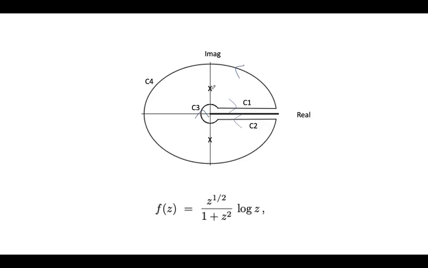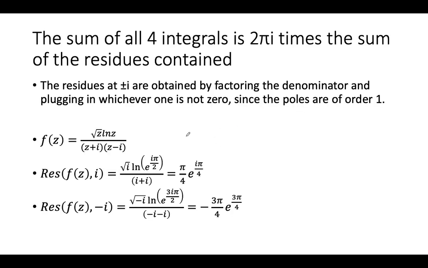So the two residues are at i and at minus i. And they're pretty easy to find. We just factor the polynomial denominator like this. And then we plug in for whichever one is not 0. So if c is i, then this is 0. So we plug in i plus i, square root of i, natural log of e to the i pi over 2, because that's i. And then we have this, pi over 4, e to the i pi over 4. Then we have negative i, so the negative i comes into this one that I crossed out. So we have negative 2i, you have the square root of i over here, you have the natural log of 3 pi i over 2.